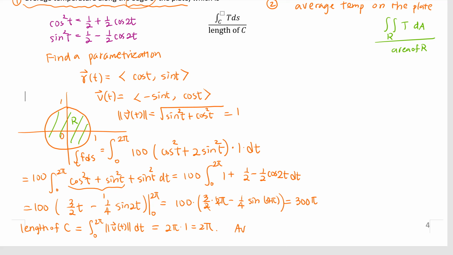Then what is the average temperature on the edge? Well, that's 300 pi over 2 pi, so that is 150. So far, so good, everybody? Okay, so this is how we find the average temperature along the edge of the plate, where we need line integrals, and we need to create a parameterization for the curve.